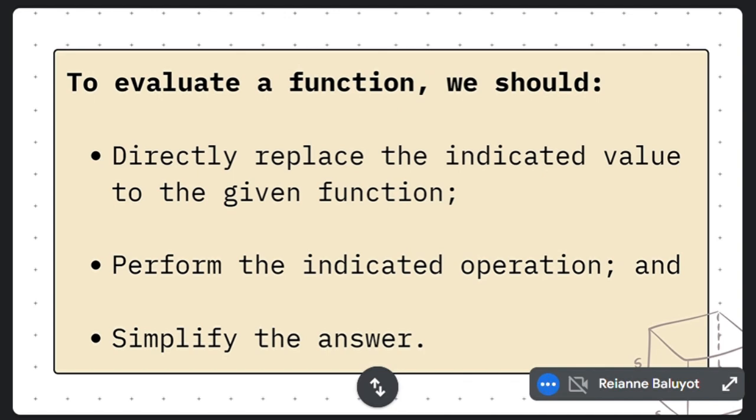So here are the steps to evaluate a function. First, we directly replace or directly substitute the indicated value into the given function. Next, we perform the indicated operations, whether it is multiplication, division, addition, and such, and simplify the answer. That simple it is to evaluate a function.